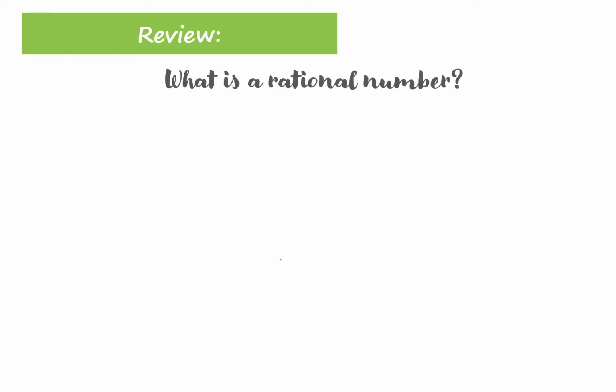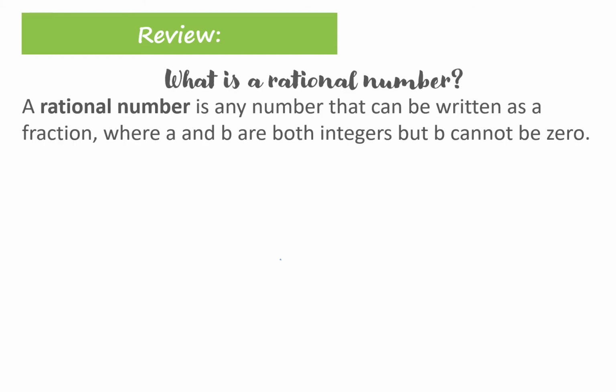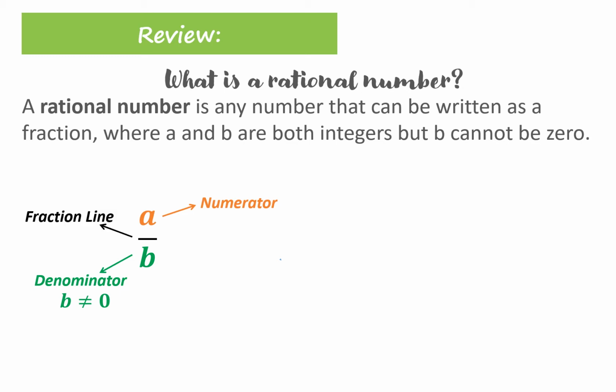Rational. Ano ba ang tinatawag na rational number? So, a rational number is any number that can be written as a fraction, where a and b are both integers but b cannot be 0. So in a fraction, we have the numerator and we have the denominator. And that denominator ay bawal maging 0. It cannot be equal to 0. So that line is what we call the fraction line.